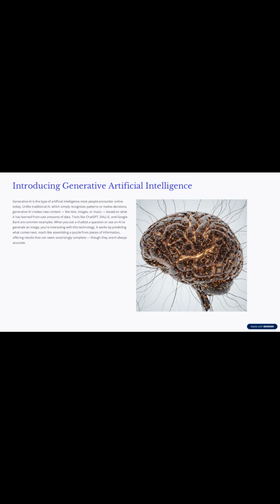Introducing Generative Artificial Intelligence. Generative AI is the type of artificial intelligence most people encounter online today. Unlike traditional AI, which simply recognizes patterns or makes decisions, generative AI creates new content like text, images, or music based on what it has learned from vast amounts of data. Tools like ChatGPT, DALL-E, and Google Gemini are common examples. When you ask a chatbot a question or use an AI to generate an image, you're interacting with this technology.